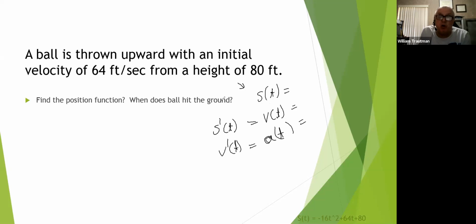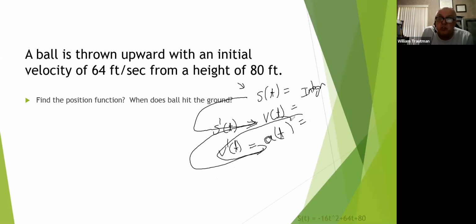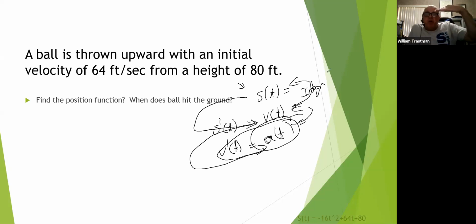Now, the same thing holds true for integration. When you take the derivative, it goes down to velocity, then down to acceleration. But if you start with acceleration and integrate, you go up to the velocity function. Then if you integrate again, you go up to the position function. So derivatives go down from distance to velocity to acceleration. When you integrate, you start at acceleration, go up to velocity, then up to the distance function.